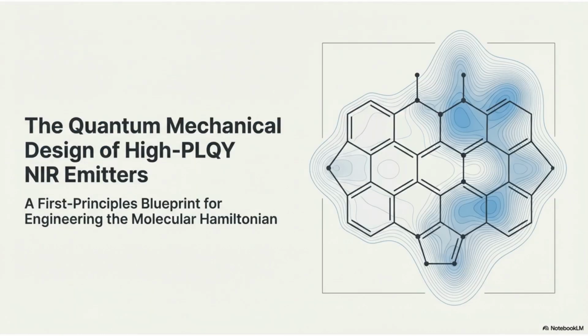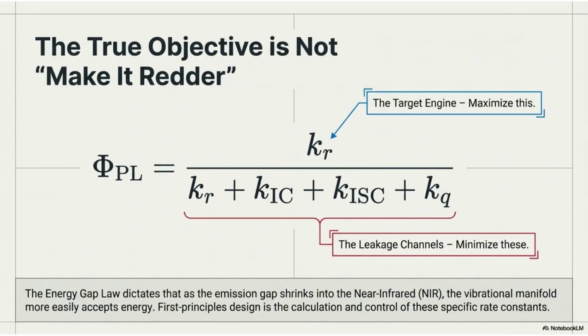This video is about the quantum mechanical design of high PLQY NIR emitters, focusing on a first principles blueprint for engineering the molecular Hamiltonian. The true objective is not simply to make it redder. The photoluminescence quantum yield, phi-PL, is the ratio of the radiative rate to the sum of all rate constants. We aim to maximize the target engine, the radiative rate K_R, and minimize the leakage channels, which include non-radiative rates.